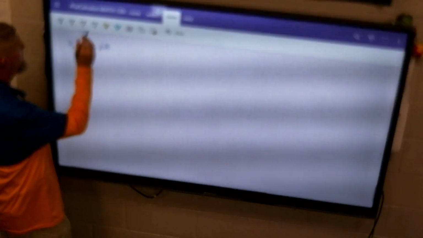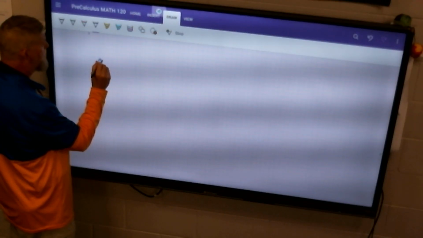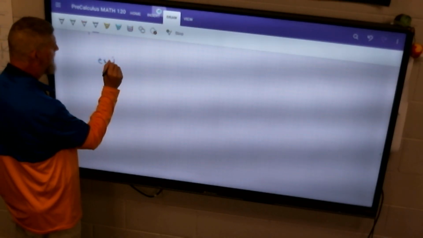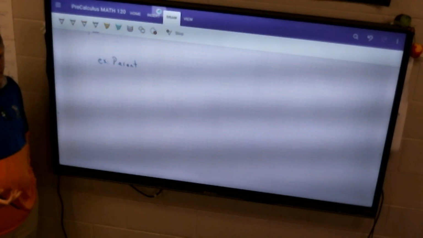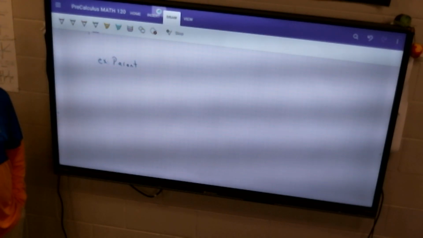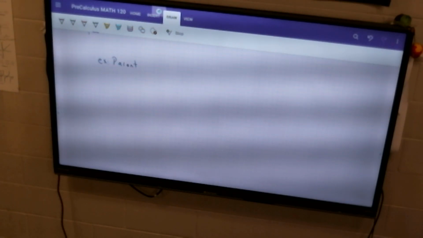Good. Example number 1. This is going to be the parent function. If you want to put that in your notes, this is the parent. But once again, refresh my memory. What's a parent function? It means there's no transformations applied to it. It's where it starts, where it begins. It's just the function itself.